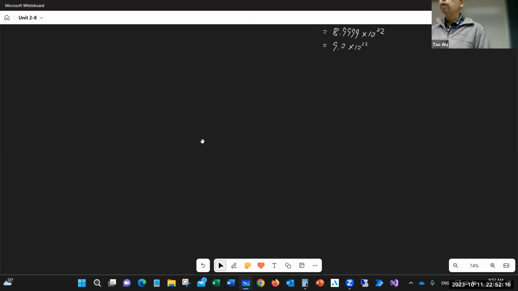Make sense? Okay, so let's jump to the limiting reagent. I know we already talked about this, but it's been a while, so let's recall what a limiting reagent is. Do you still remember the definition of the limiting reagent?